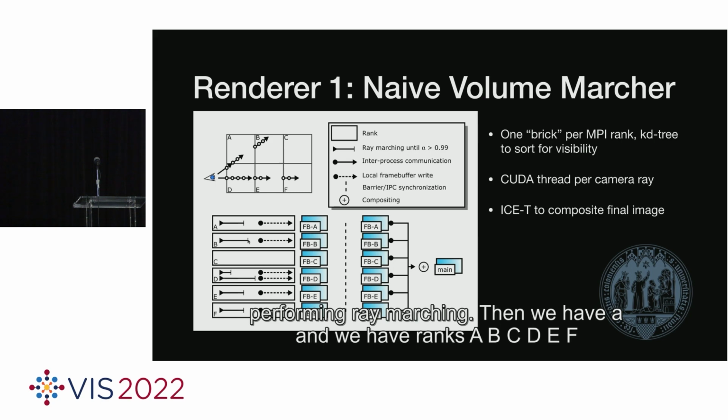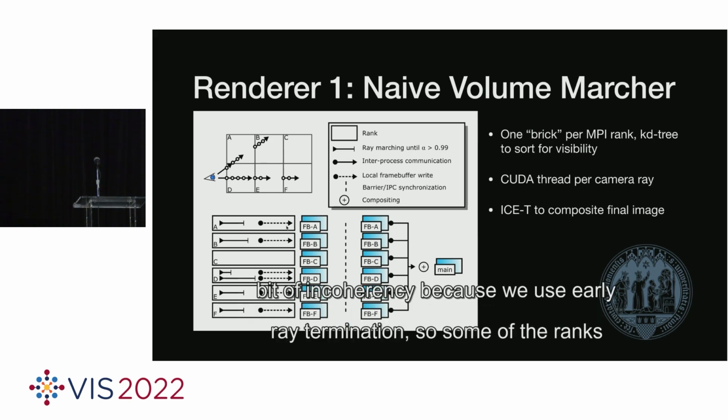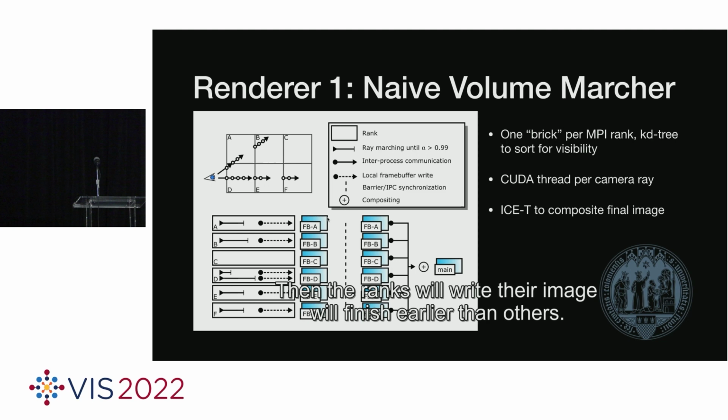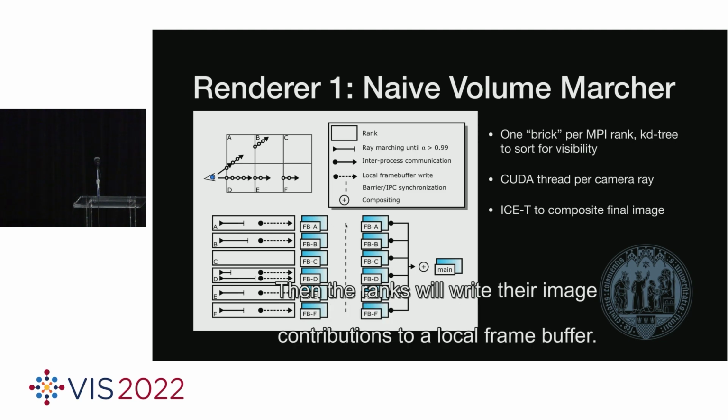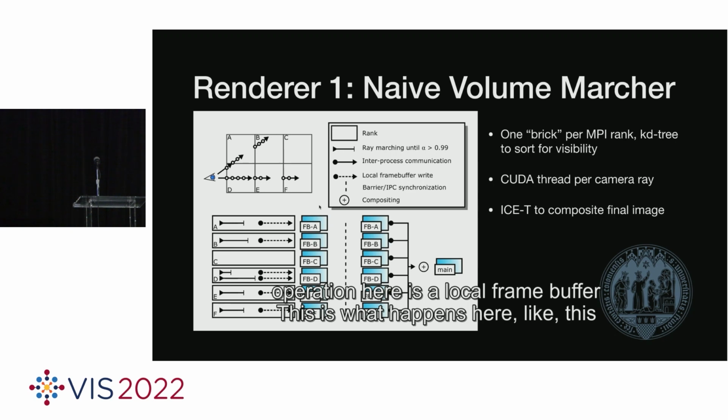Then we have a bit of incoherency because we use early ray termination, so some of the ranks will finish earlier than others. And then the ranks will write their image contributions to a local frame buffer. This is what happens here: this operation is a local frame buffer write.